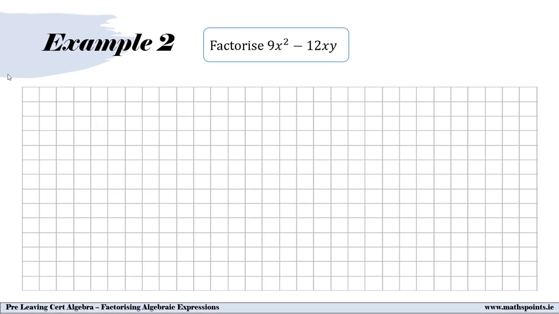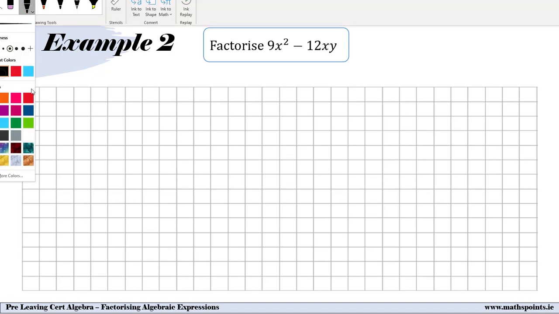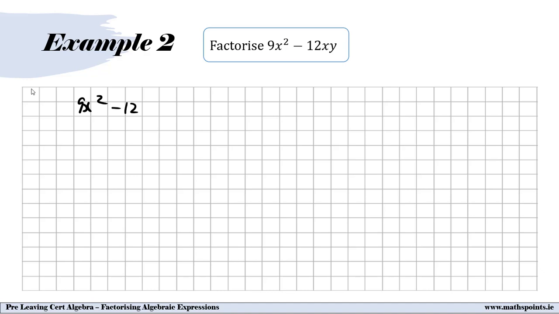Example 2, we are asked to factorize 9x squared minus 12xy, and again we can see that this is a common factor question. First of all, I can see that the number 3 divides evenly into 9 and 12, so 3 is the highest common factor of 9 and 12, and I can also see that both terms contain an x. So if I factor out the 3x, what's 9x squared divided by 3x? It's 3x. And what's minus 12xy divided by 3x? Well, minus 12 divided by 3 is minus 4. And then what's xy divided by x?